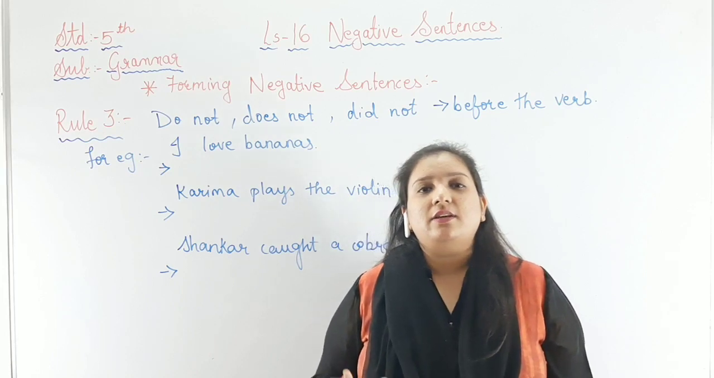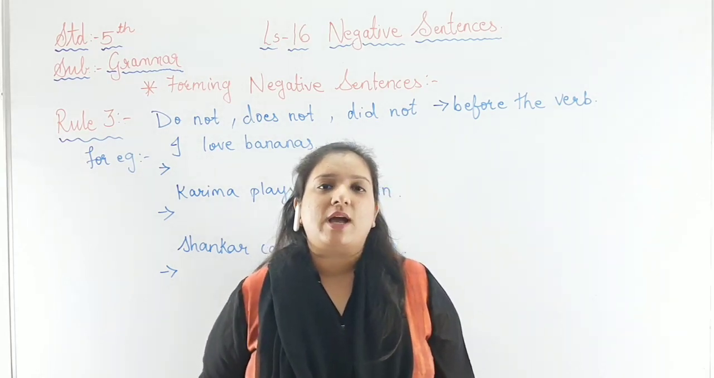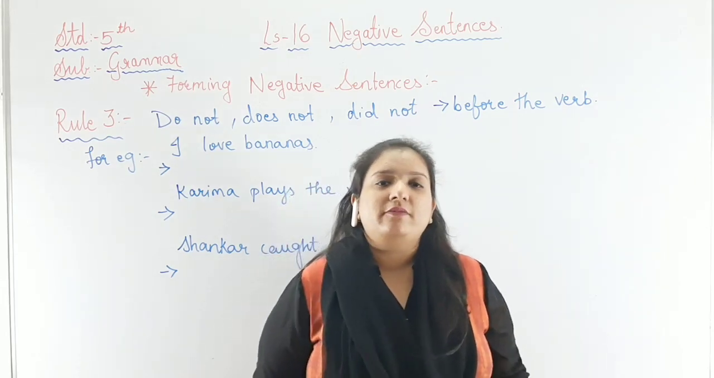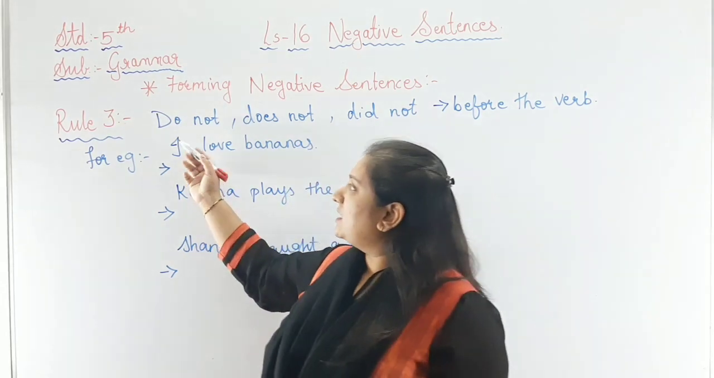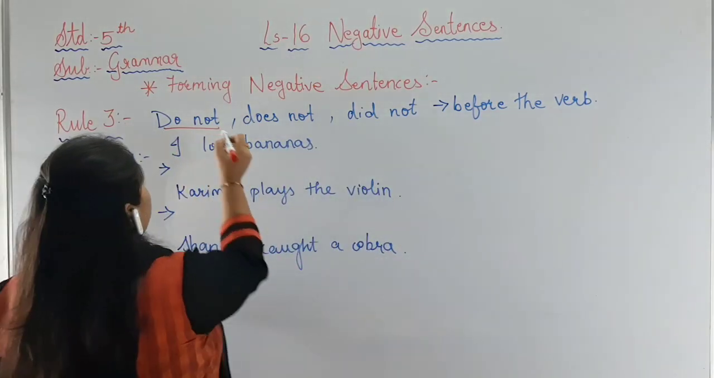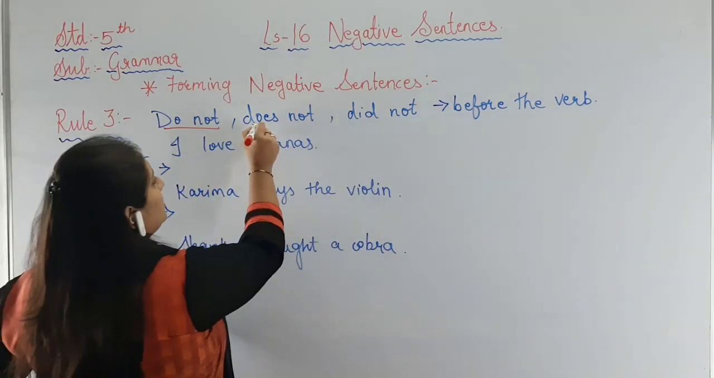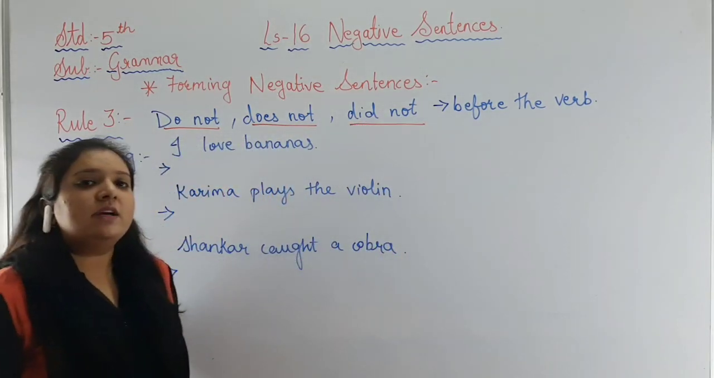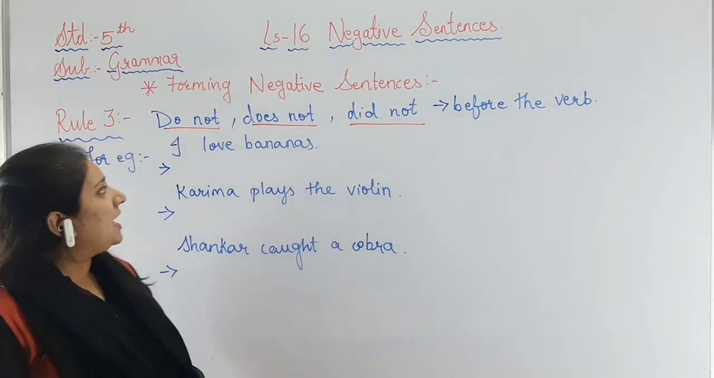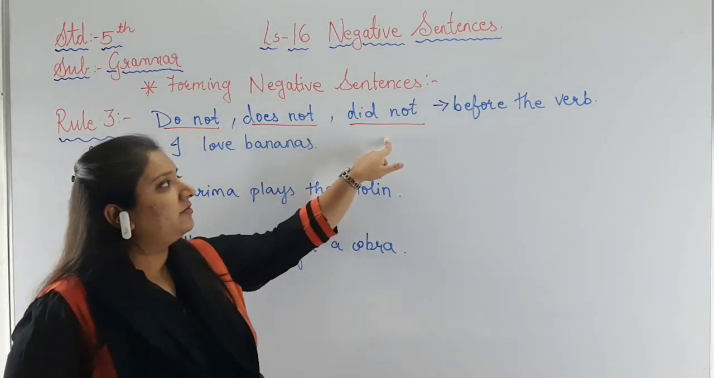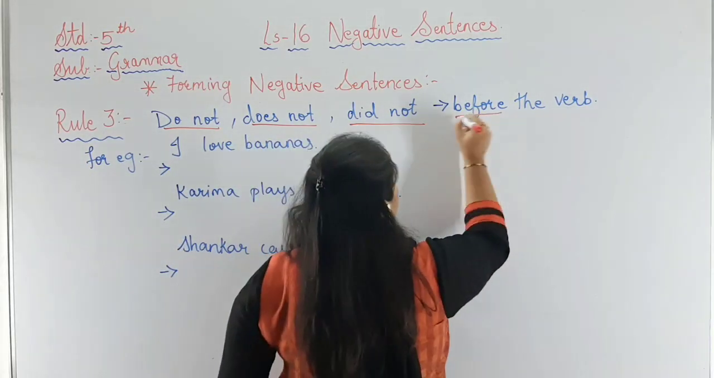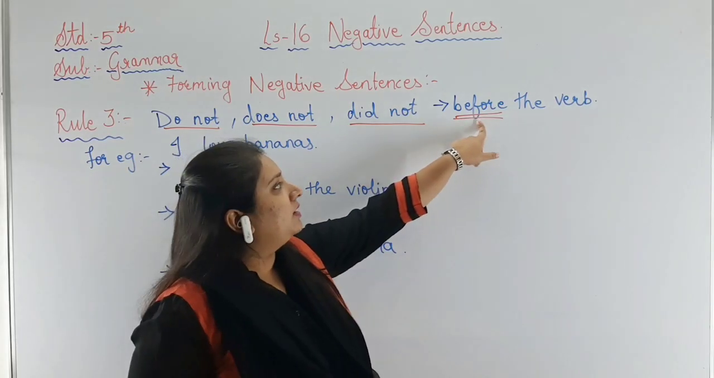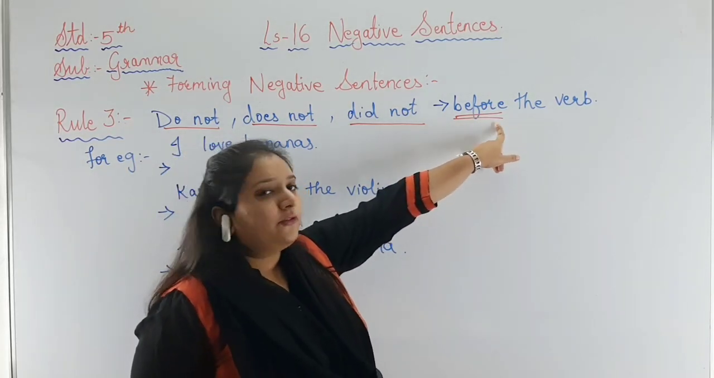If the tense is simple present, we have to add do not or does not, and if the sentence is of simple past, we add did not. As you can see over here, we add do not if the verb is singular, we add does not if the verb is plural, and we will add did not if the sentence is of simple past. And where will we add do not, does not and did not? We will add it before the verb, not after the verb. Like rule number 1 and 2, we will add the word before the verb.